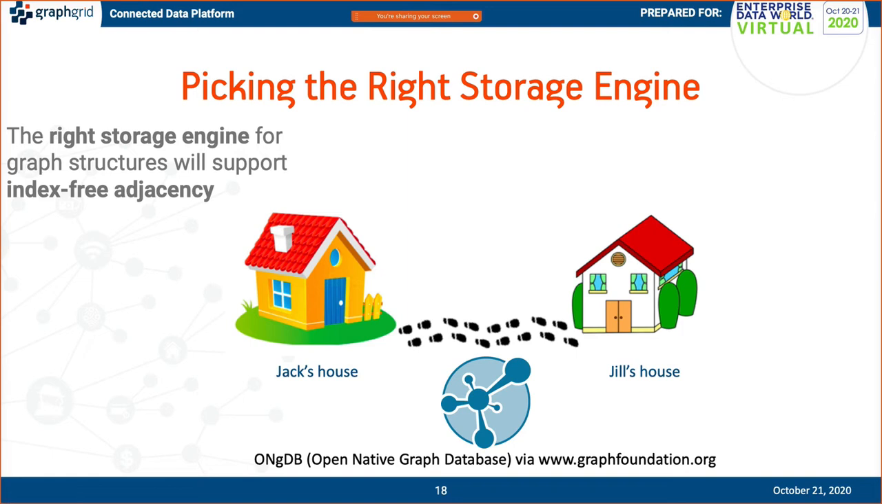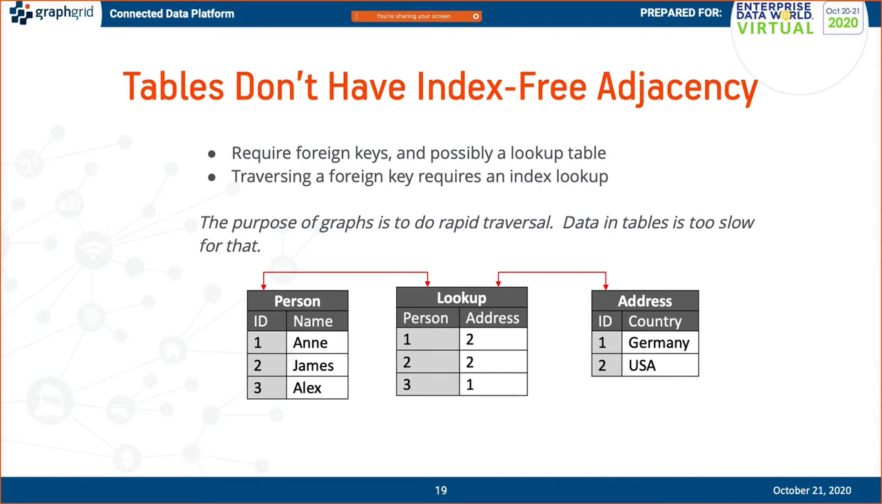We've been using Open Native Graph Database, which is open source by a nonprofit organization called the Graph Foundation. It came out of a fork from Neo4j before they went closed source. So open source is really important to us, and that was one of the ones that we've used. It does have that index-free adjacency. Tables do not have index-free adjacency. They use foreign keys to connect data elements, and so you're always connecting across some lookup table if you're linking a person and an address together.